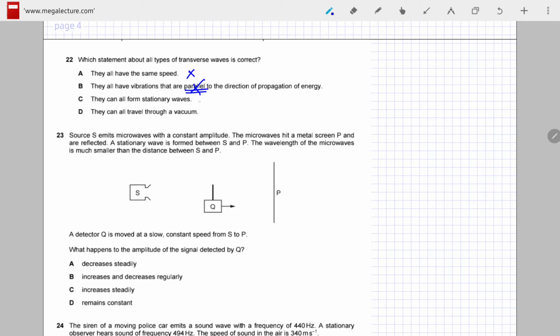So all transverse waves can form stationary waves. They all can travel through a vacuum. Well, obviously not true, because mechanical waves, for example, cannot travel through a vacuum, they require a medium. So the option C is correct.